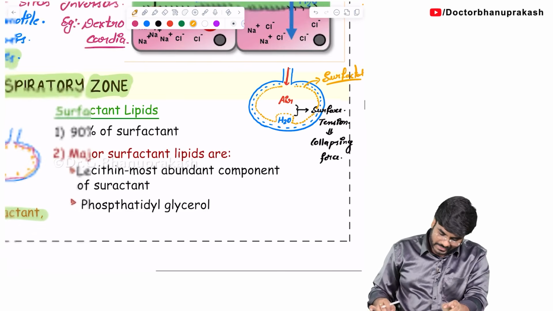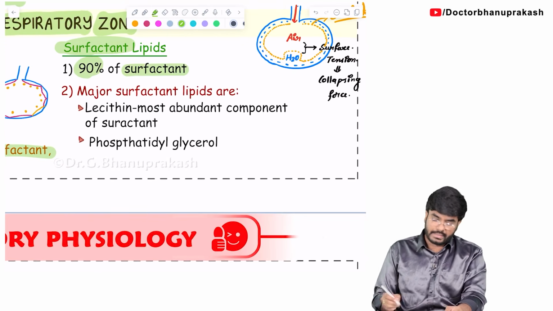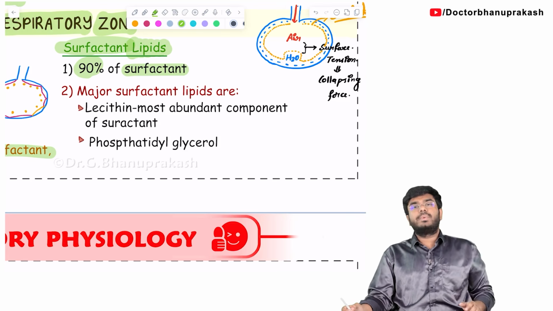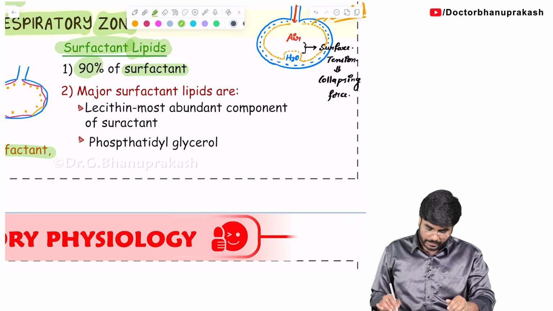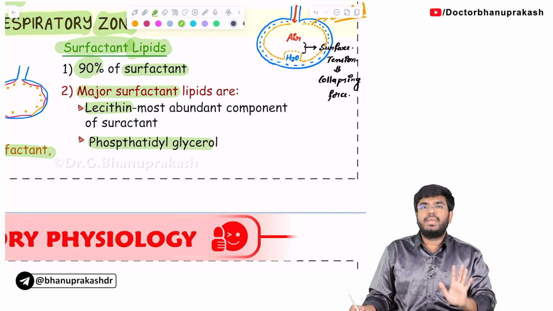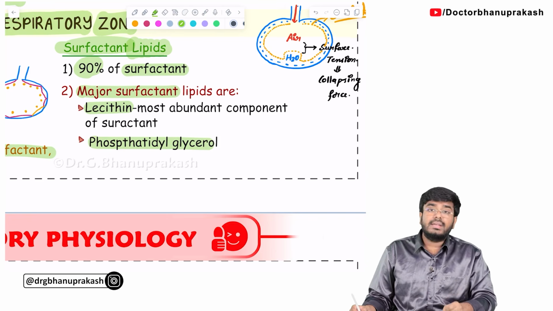Okay. So now write: surfactant, 90% of our surfactant is lipid. So what is the name of this lipid, guys? There are some major lipids and minor lipids. The major lipids are called lecithin and phosphatidylglycerol. These are the two major lipids. These are phospholipids actually, lecithin and phosphatidylglycerol.